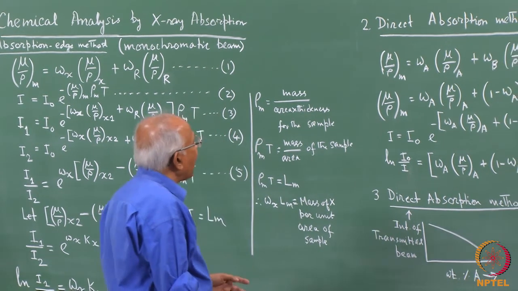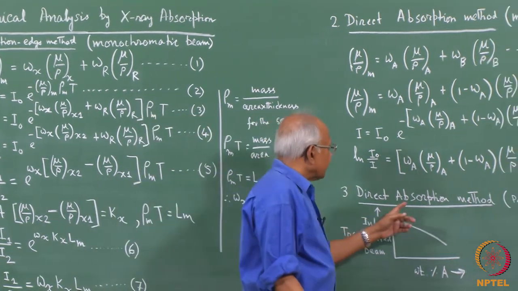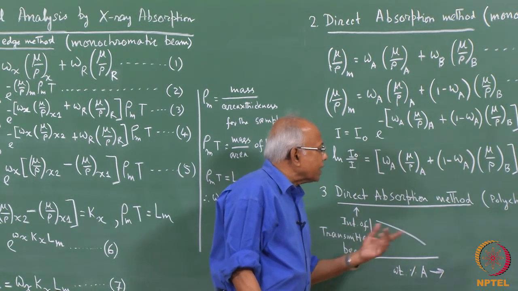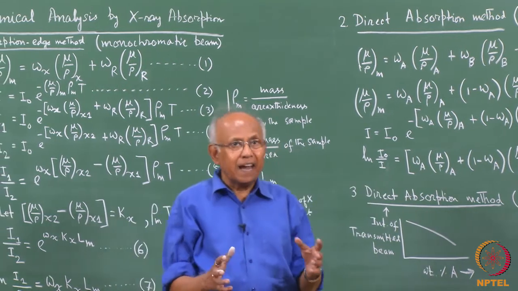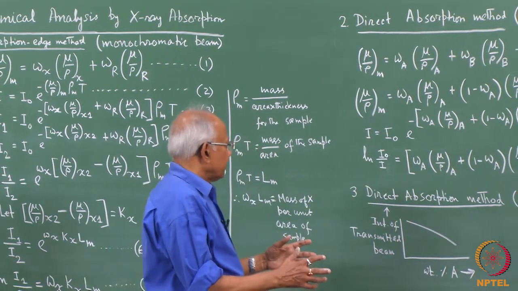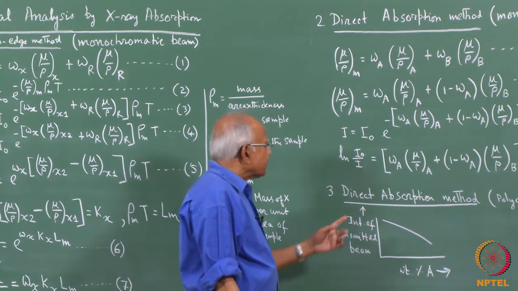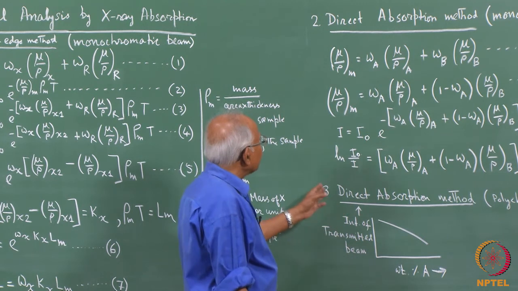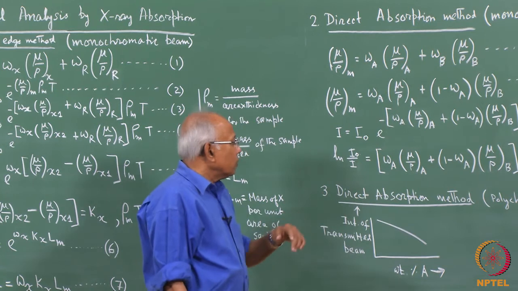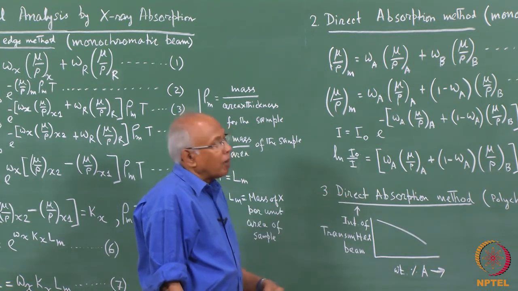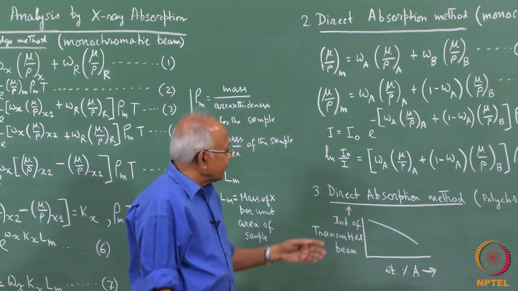That is the reason why in some methods we use what is known as the direct absorption method, with a polychromatic beam. That means here we use the white radiation that comes out from the X-ray tube along with the characteristic radiation. But in this case, we cannot set up these equations because we do not know which component of the polychromatic beam is passing through the sample.